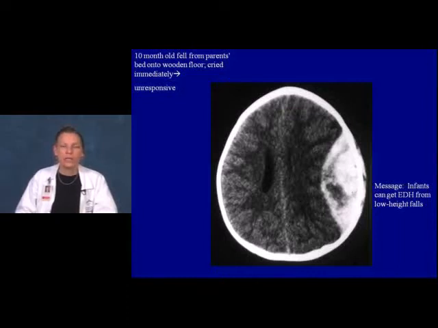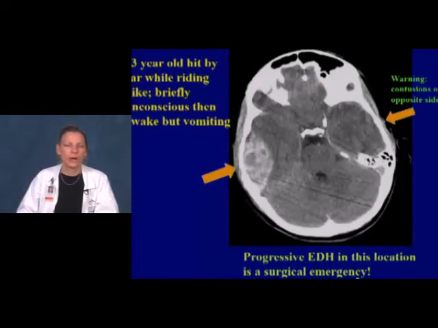The baby cried immediately, was easily consoled, and fell asleep for his nap. But a few hours later, when he didn't wake up, he was found to be unresponsive. He had an epidural hematoma associated with a skull fracture. And this is not a high-force injury. It's just that a low-height fall in a baby with a thin skull can crack the skull or bend the skull just enough to tear the middle meningeal artery, and this is a true surgical emergency that can have a bad outcome if not recognized early on.